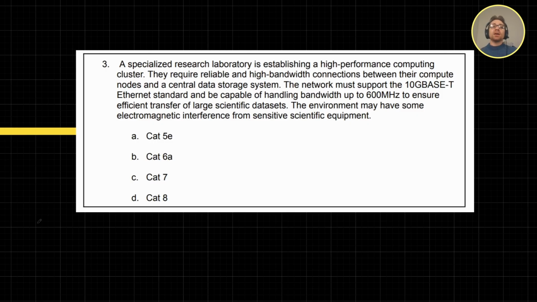Question reads, a specialized research laboratory is establishing a high-performance computing cluster. They require reliable and high-bandwidth connections between their compute nodes and a central data storage system. The network must support the 10GBASE-T Ethernet standard and be capable of handling bandwidth up to 600 megahertz to ensure efficient transfer of large scientific data sets. The environment may have some electromagnetic interference from sensitive scientific equipment. Which cable should they use? A. Cat 5e, B. Cat 6a, C. Cat 7, D. Cat 8.